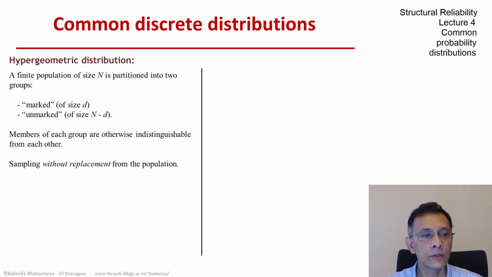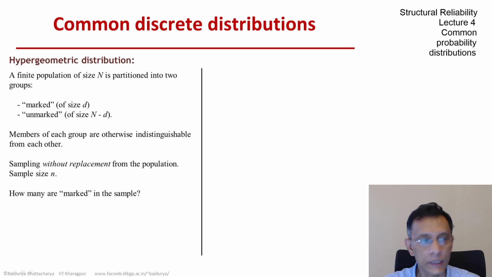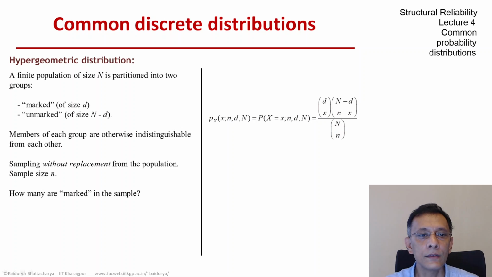So the question is, if we perform a sample without replacement from this population of size capital N, which is not a random number, it's a fixed number, and the sample size is small n, what is the probability of finding a given number of marked members in the sample? By using our definition of classical probability, in the denominator we have N choose n, and in the numerator we apply the counting principle.